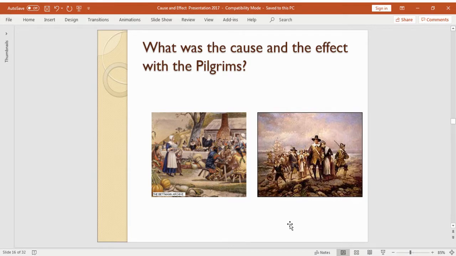We studied in history about the pilgrims. There are 2 pictures. Picture number 1, I see many people gathered together. They're eating. In picture number 2, I see people dressed similar to the pictures in number 1, but I also see a ship in the background. What is the cause? Is it picture number 1 or picture number 2? If you decided picture number 2, you are correct. Picture number 2 is the cause.